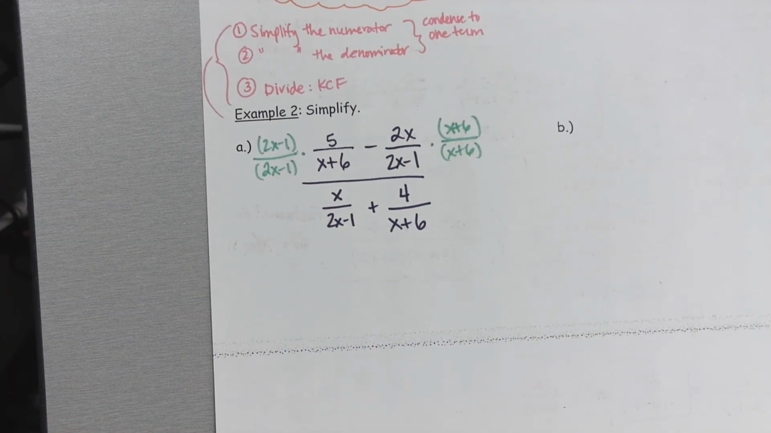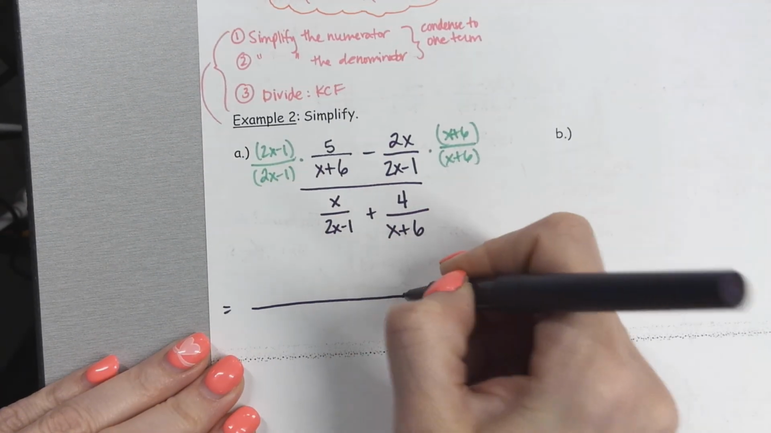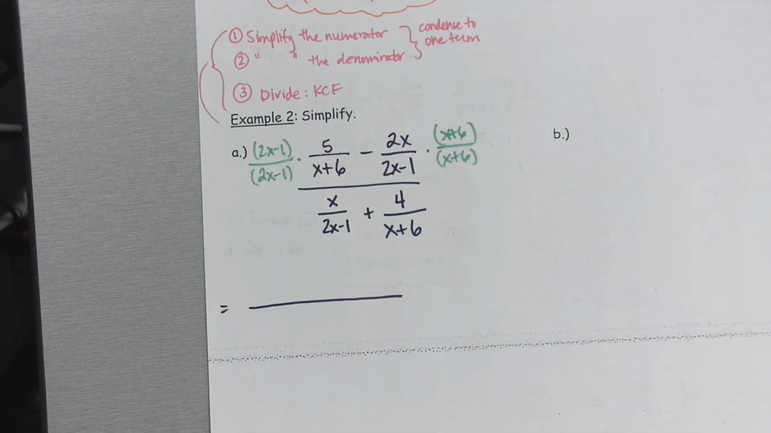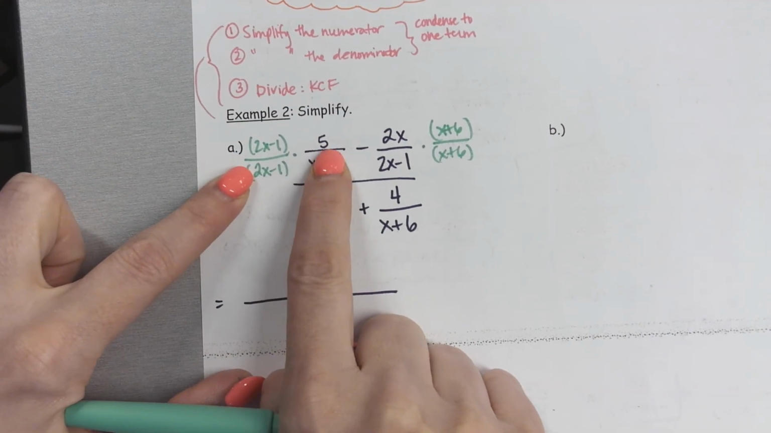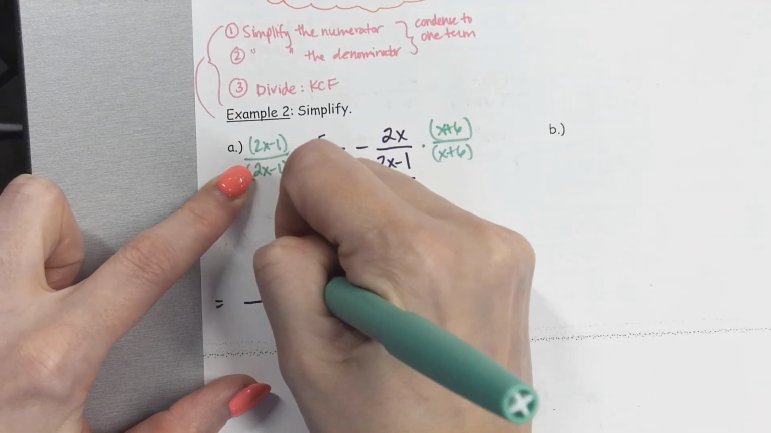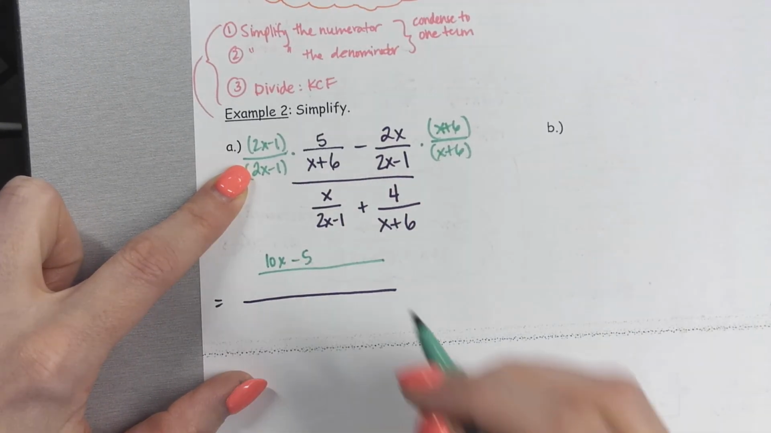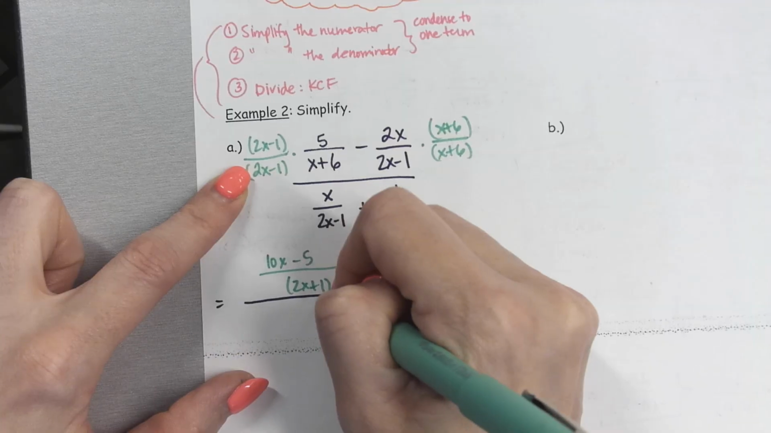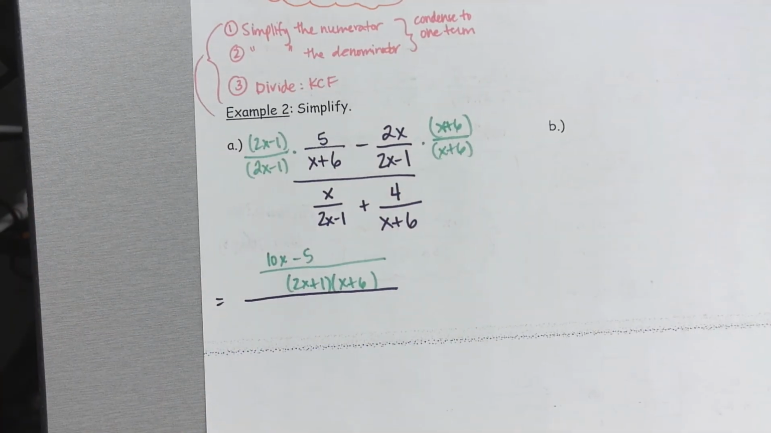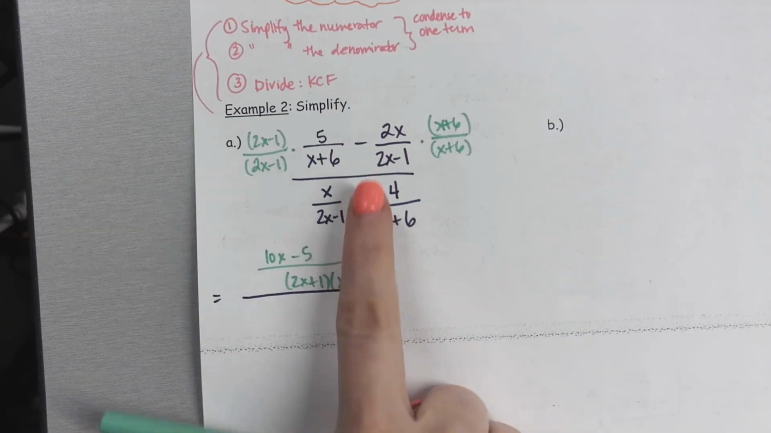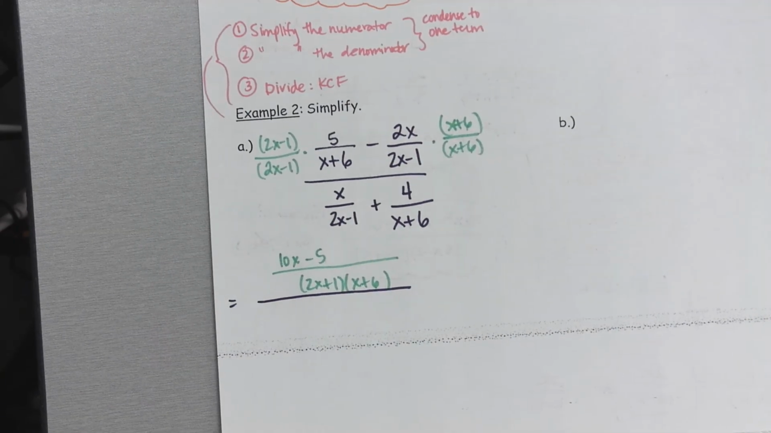Okay, so when we're keeping track of this, I'm just going to leave my fraction bar for the large fraction. And then we're going to distribute here. So 5 times 2x is 10x. 5 times negative 1. I'm going to put that over my LCD. Okay, and I want you to write what you get when you distribute here.